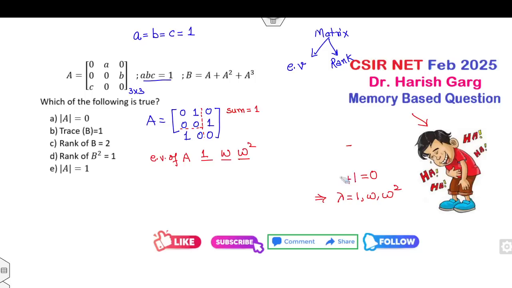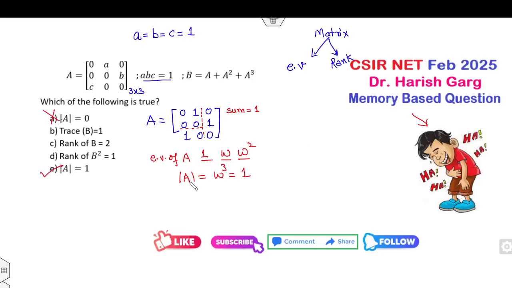Once you have calculated the eigenvalues, you need the determinant of A to be 0. The product of the eigenvalues is nothing but the determinant, that is omega cubed, which is 1. So option E is correct, option A is cancelled. Now they are looking for B.